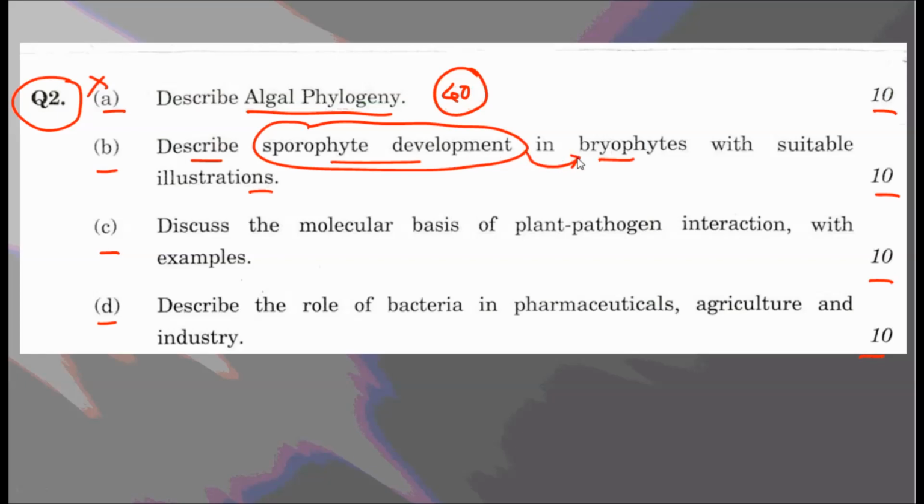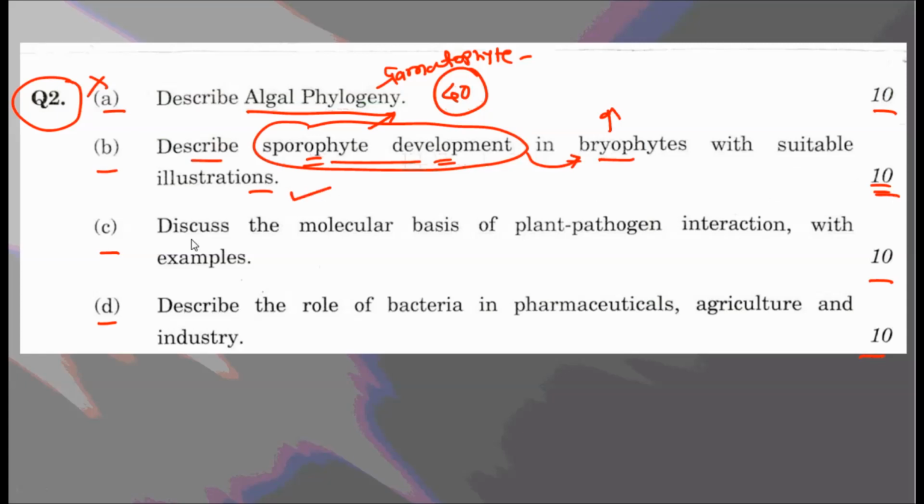As you know, bryophyte shows the alternation of generation, that is sporophyte alternates with the gametophyte. All right. So you have to describe only the sporophytic development in bryophyte with a suitable illustration. And this question carries 10 marks.